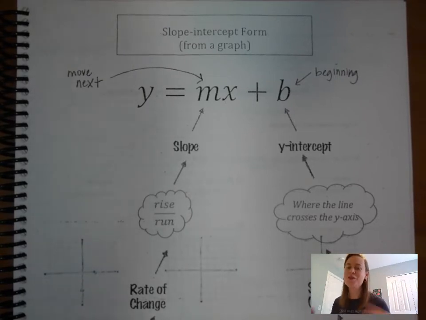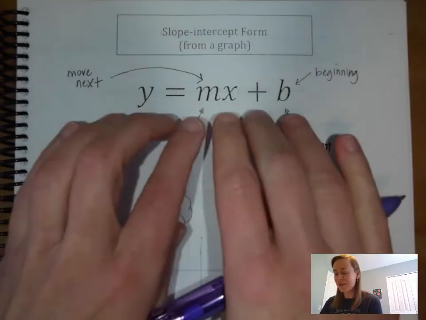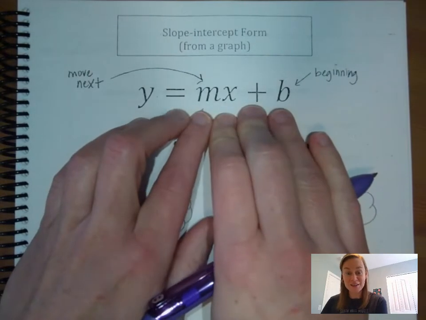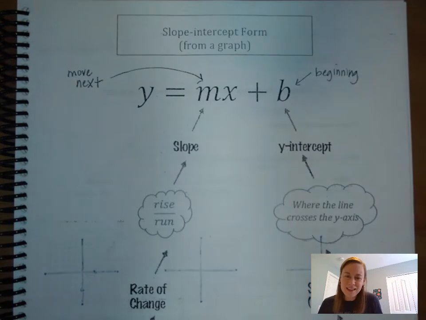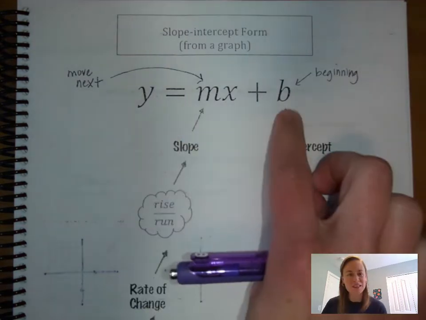Now, slope-intercept form is a big, important topic that you guys are going to be using for years to come, so let's get started. So first of all, this right here is our standard slope-intercept formula. Now, what is a formula? Think of it kind of like a recipe. It's just telling you what to put where.